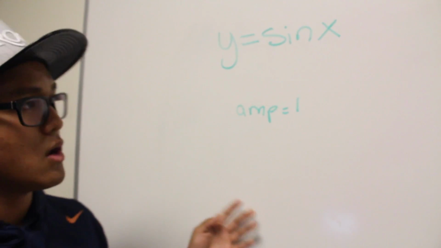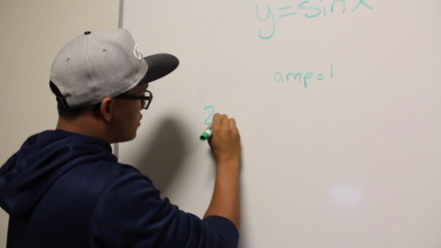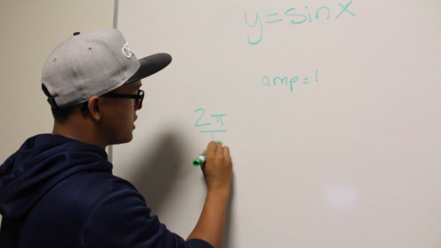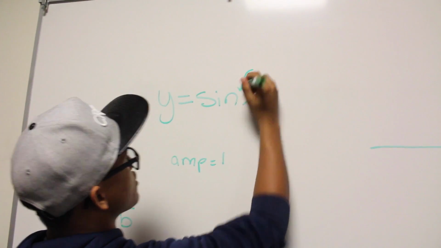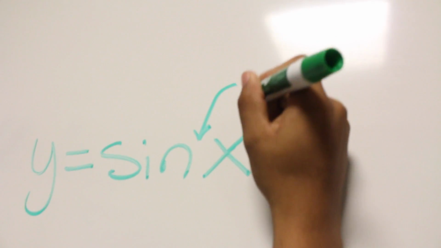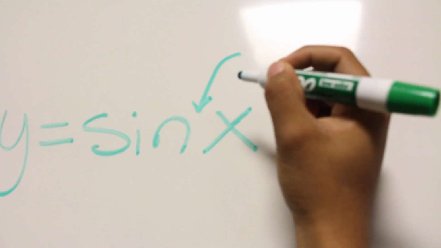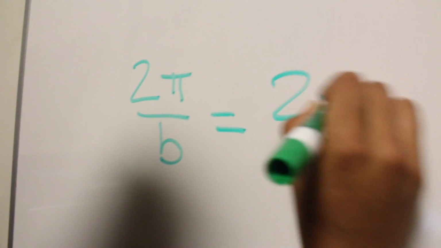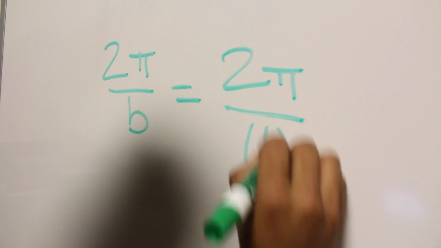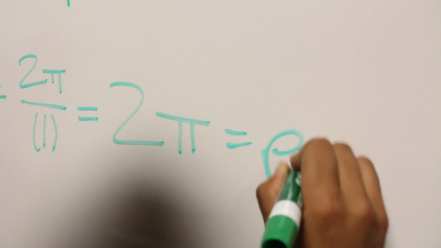And then the period, with sine and cosine functions, you need to use the equation 2 pi over b. Now your b is going to be placed right here, in between the sine and the x. Since there's no other coefficient that's greater than 1, we just assume that the b is just 1. So in the equation, it would be 2 pi over 1, which equals 2 pi, which becomes your period.